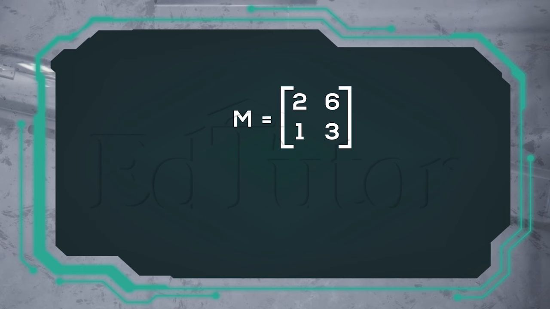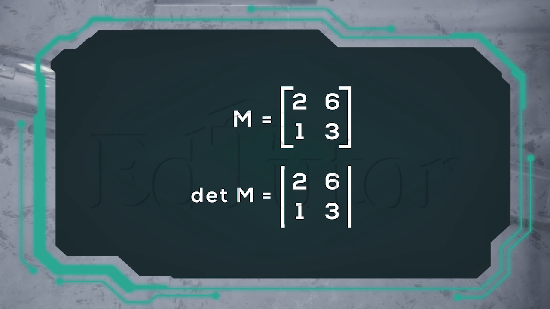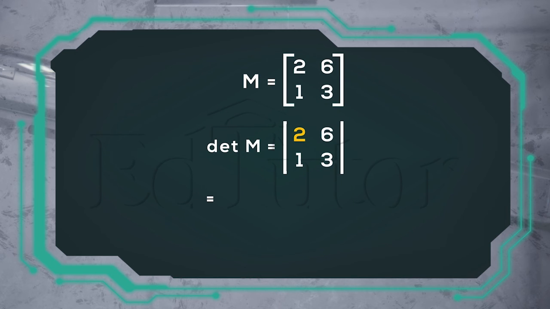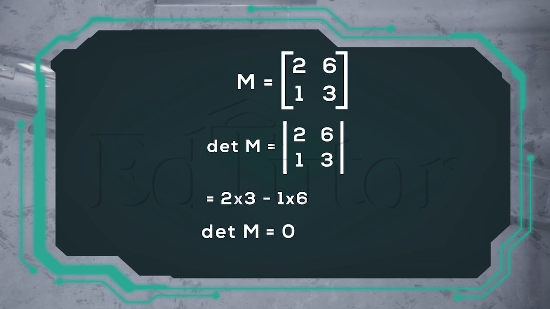Let's take one more example with matrix M. First step, vertical bars. Second step, a times d minus b times c. That is the product of these two minus the product of these two. 2 times 3 minus 1 times 6 and the answer is 0. This 0 is your final determinant of matrix M.